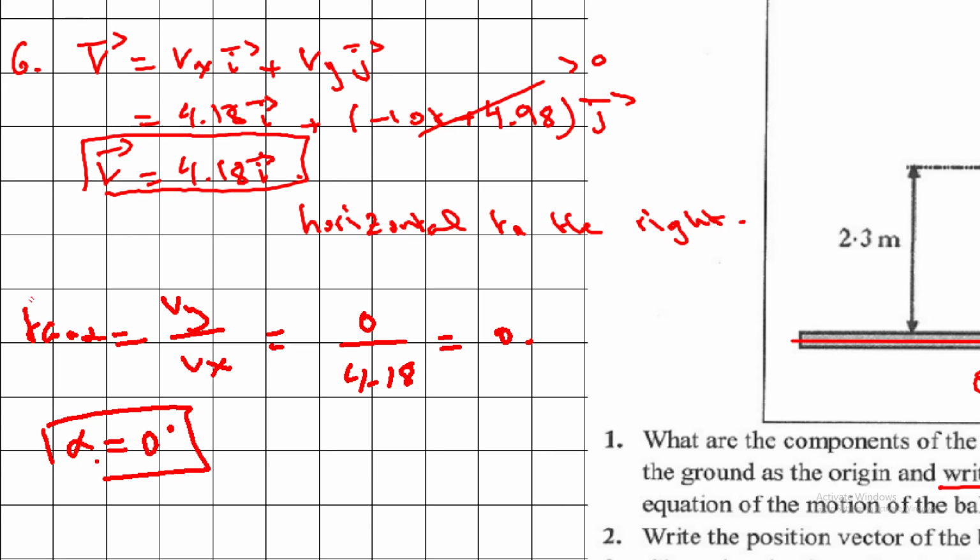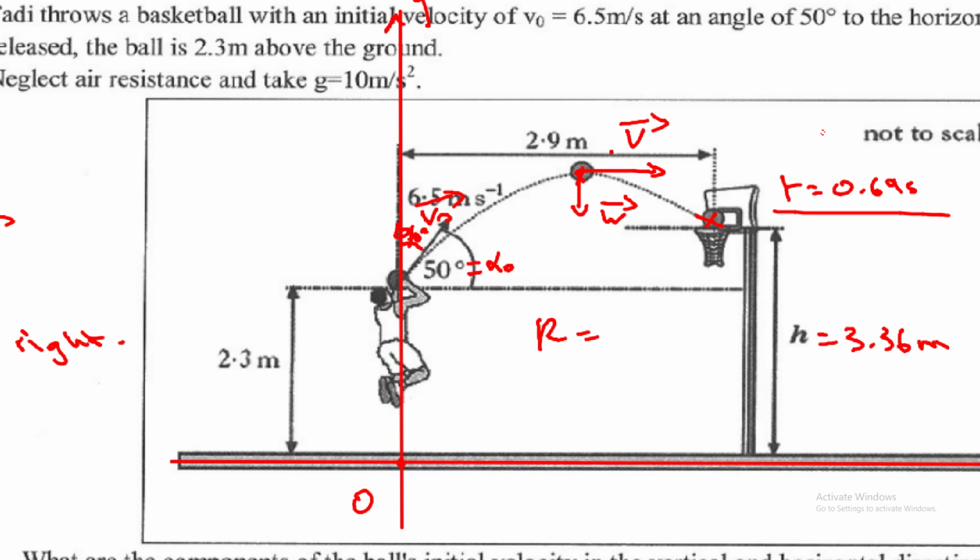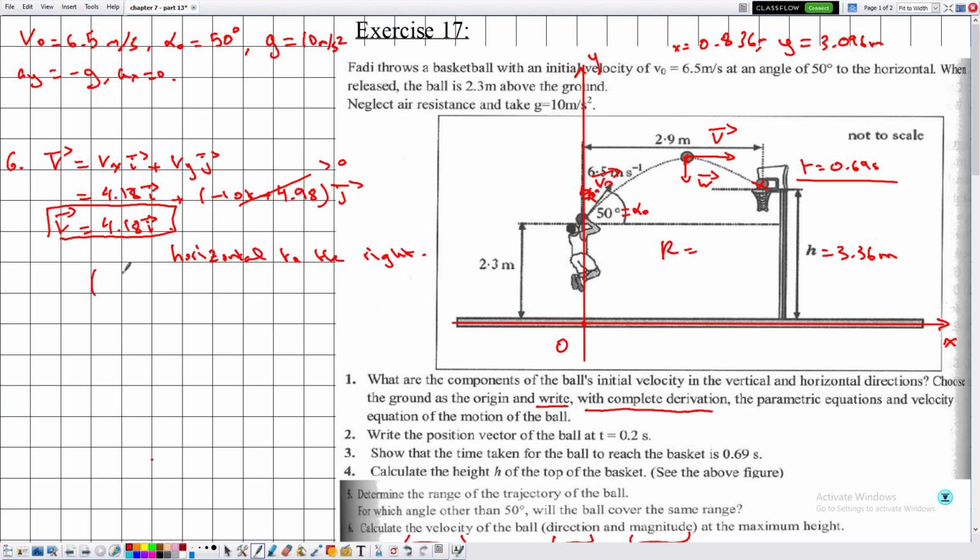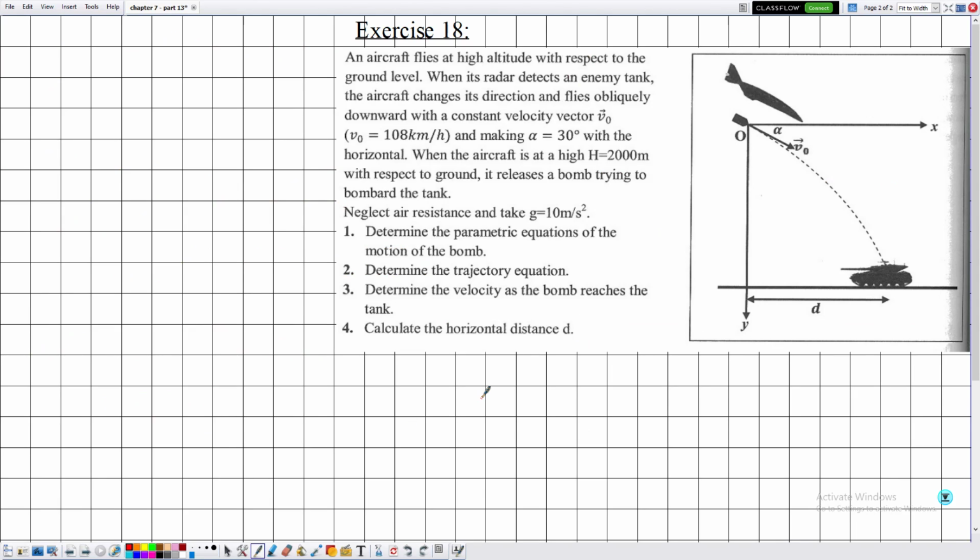What does it mean that alpha is equal to 0 degrees? It means that v is completely parallel to the x-axis. As for the magnitude, v is equal to the square root of vx squared plus vy squared. So vy is 0, which gives the square root of vx squared. Since the magnitude takes the positive solution, it is given by 4.18 meters per second. So this is it for exercise number 17. Now let me move to the other exercise, which is exercise number 18.